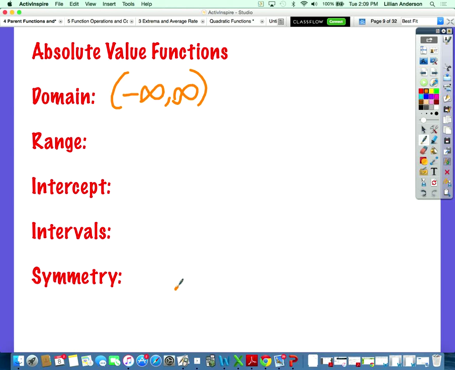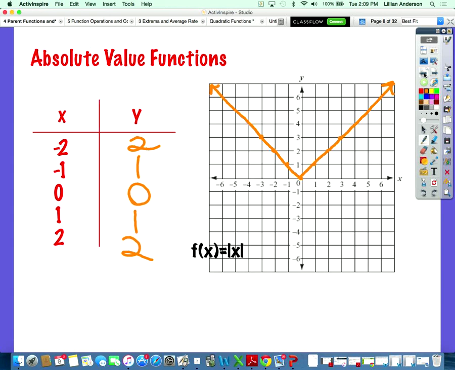Range. Jamie, I said 0 to infinity. Was that 0 included? Yes, it was. So I need a bracket. Think about it. Look at the graph. It's only defined for 0 and all of my positive numbers, because remember, absolute value means anything positive. So my y's, no matter what, are going to be positive.